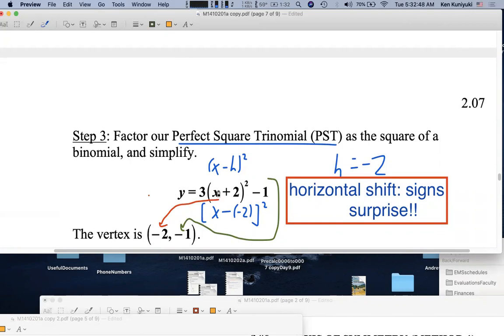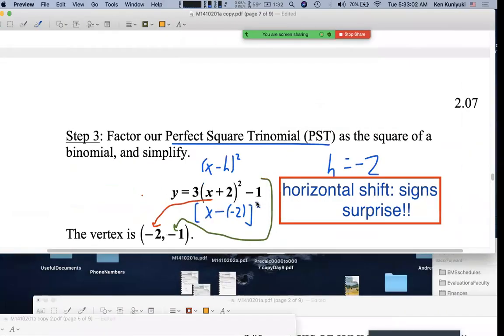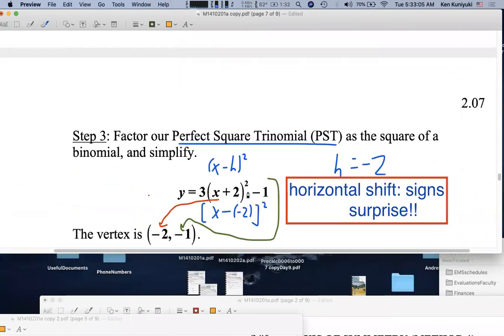And why is that? Well, remember, the vertex here is the most extreme point on the parabola. In this case, it's the absolute minimum point. It's the lowest point. Well, look at this square thing here. What is this square thing at its most extreme? What is the most extreme value of a square? You could say it's 0, because if you keep it real, squares are never negative. Squares are never negative. The most extreme this could be is 0.